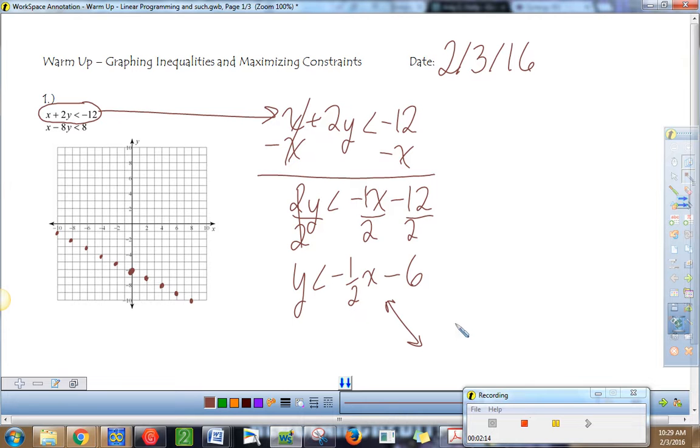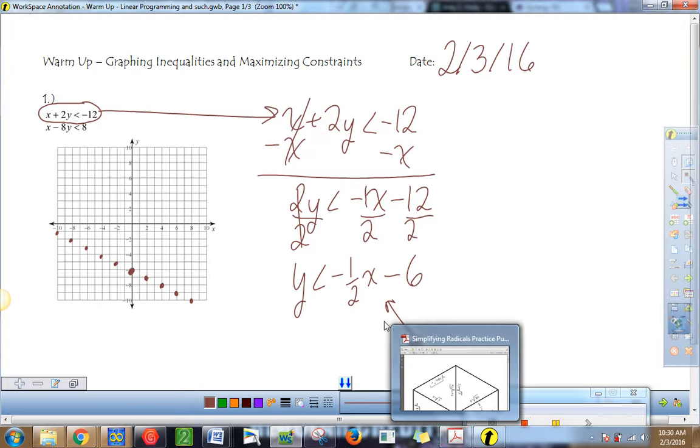Okay? And do I need to make this a solid line or can I keep it dotted? We can keep it dotted. Why? Yes, exactly. It's just a less than, not a less than or equal to. There's no line underneath it. Okay? So, am I going to shade up or down becomes the next big thing.